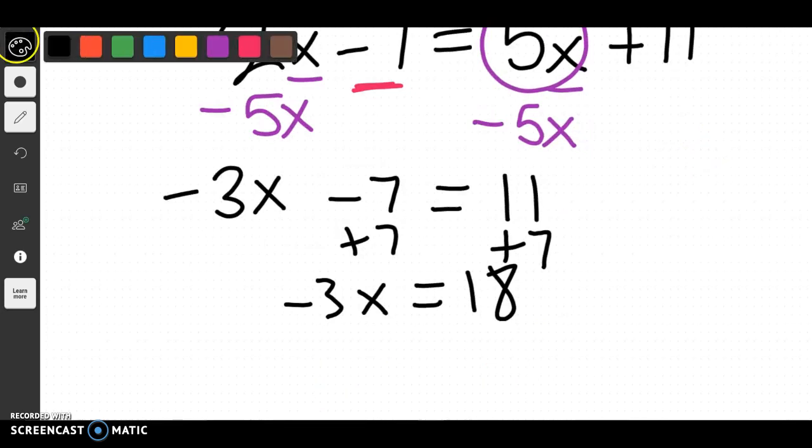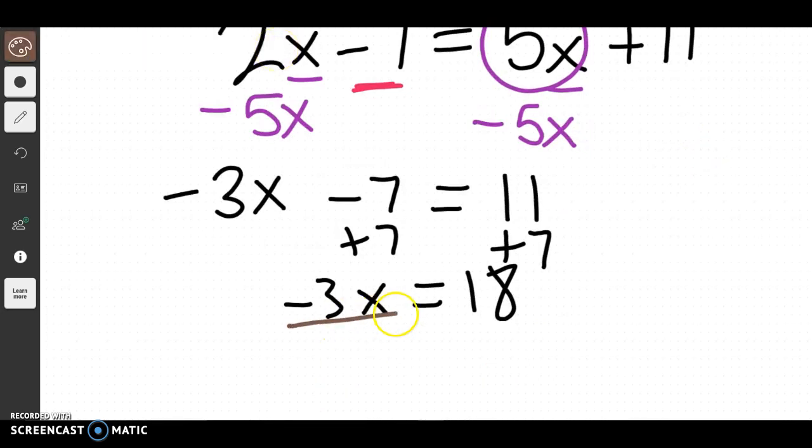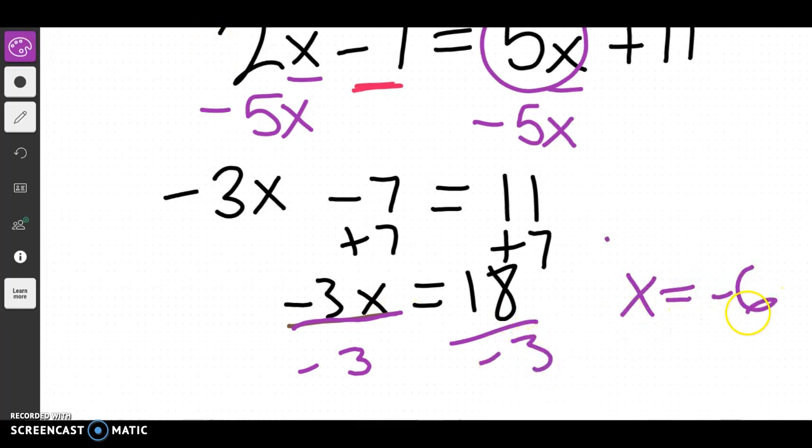And at this point, we want to separate. We want to separate the 3 and the x. So to separate it, we're going to divide both sides by negative 3. And I'm going to get x is equal to negative 6.